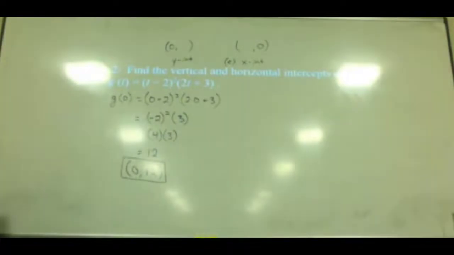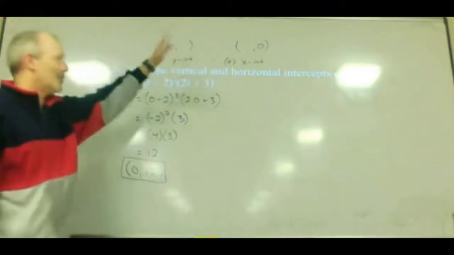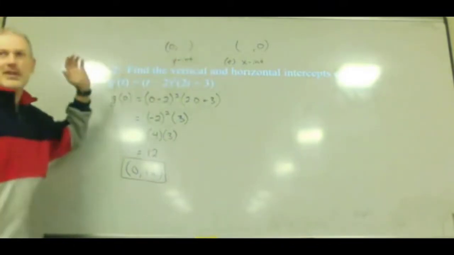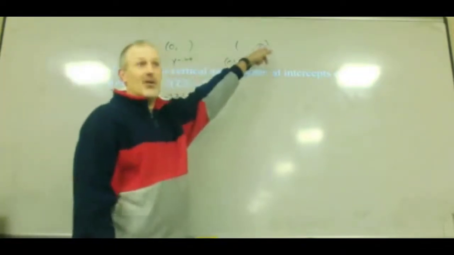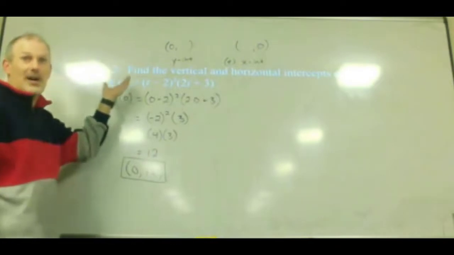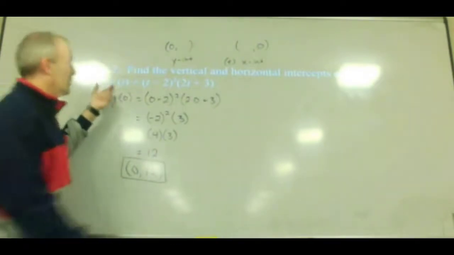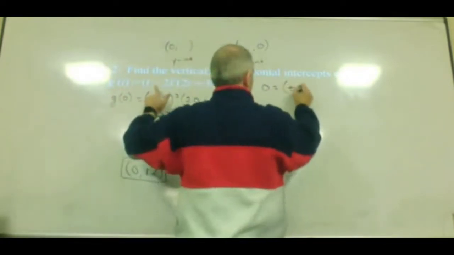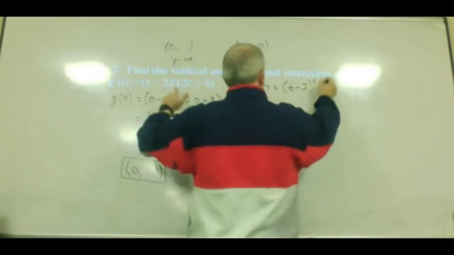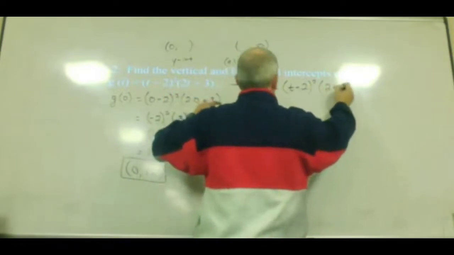Okay. So the y-intercept or the vertical intercept will always be 0 first and then whatever number we figure out. Now for the second one, what do we have to do to find the horizontal or the t or what is usually x's? What do we do to find that one? We put in a 0 over here where we would normally see the y, right? So we're going to have 0 equals (t minus 2) squared times (2t plus 3).